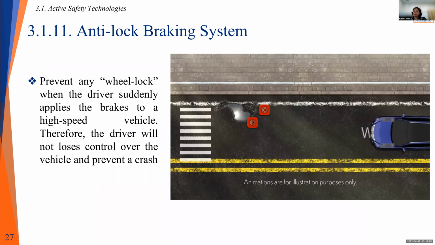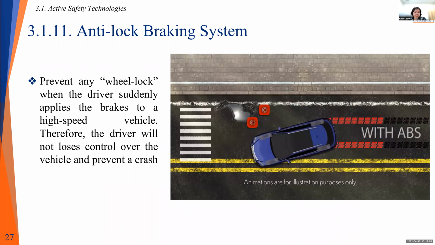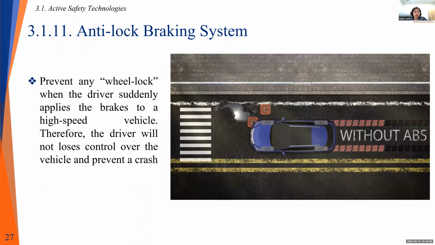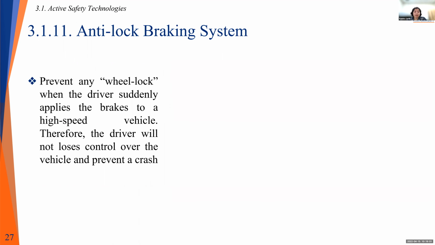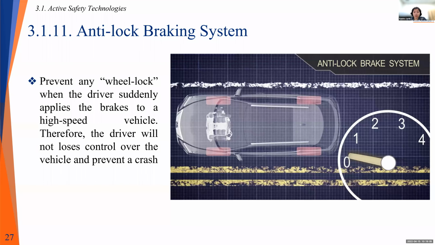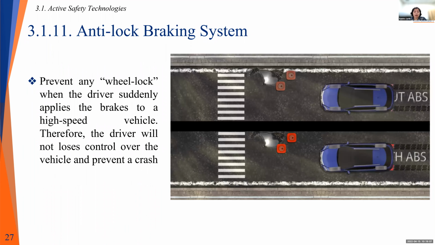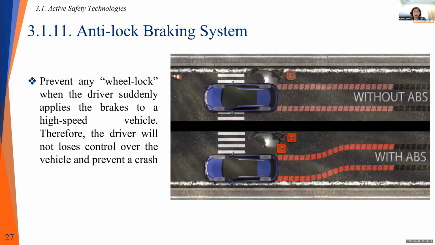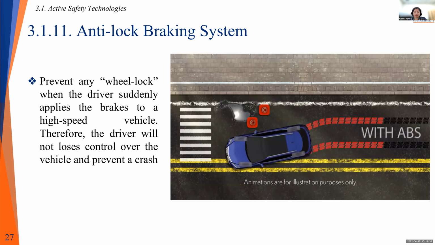The other one is anti-lock braking system. So anti-lock braking system is also known as the anti-skid braking system. This technology prevents any wheel lock when the driver suddenly applies the brake to a high-speed vehicle. Therefore, the driver will not lose control of the vehicle, and it helps prevent a crash this way.